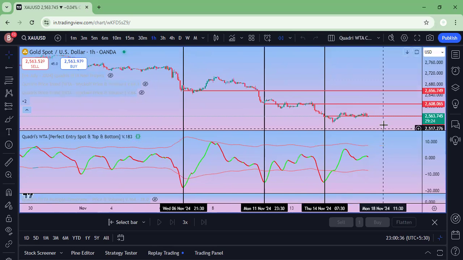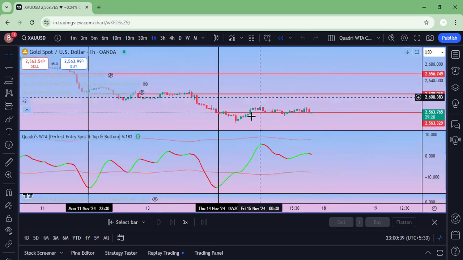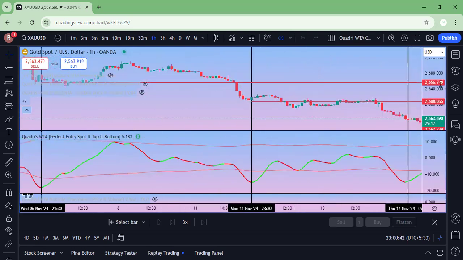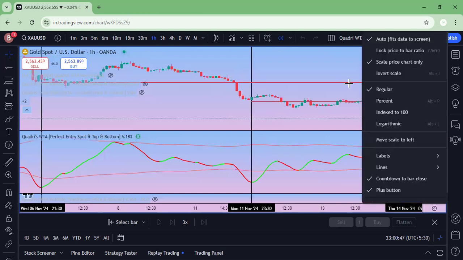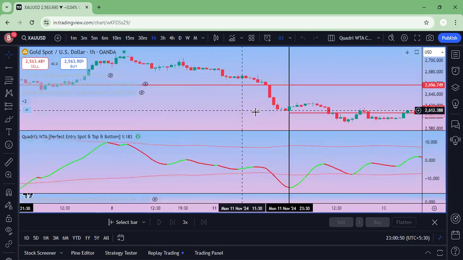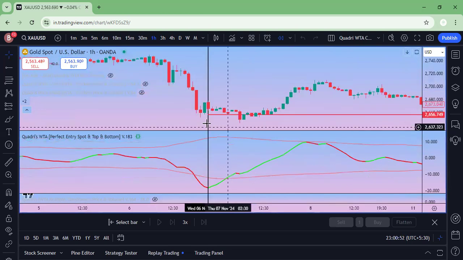Just try and observe. So now, if we observe from this particular point, this is the 1 hour chart of gold. This is the 1 hour chart of gold. So now, if you see, this was the bottom.